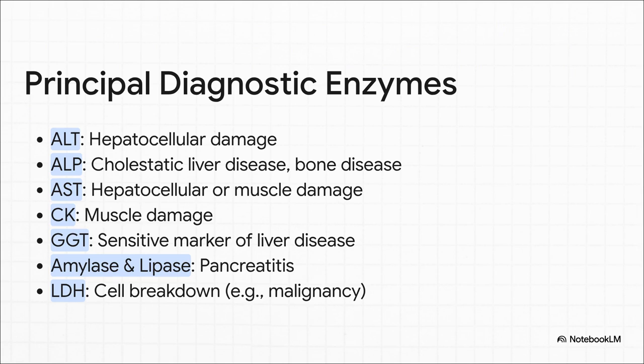This slide right here lists the all-stars of clinical enzymology. These are the main enzymes you're going to see measured in blood tests all the time. You've got ALT, which is a key indicator of liver cell damage. ALP points towards either bile duct problems or bone disease. AST can mean either liver or muscle damage. CK is for muscle injury. GGT is a very sensitive liver marker. Amylase and lipase are the go-tos for pancreatitis. And LDH is a more general marker for cell breakdown, which you see in things like hemolysis or even cancer.